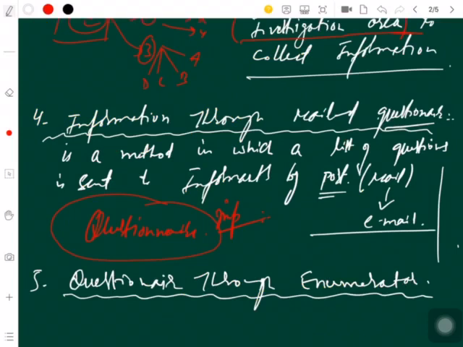Okay, but after understanding all these things, what is important for us to know is the questionnaire itself. What this questionnaire is. As I said, it is important. So next I am talking about the questionnaire.